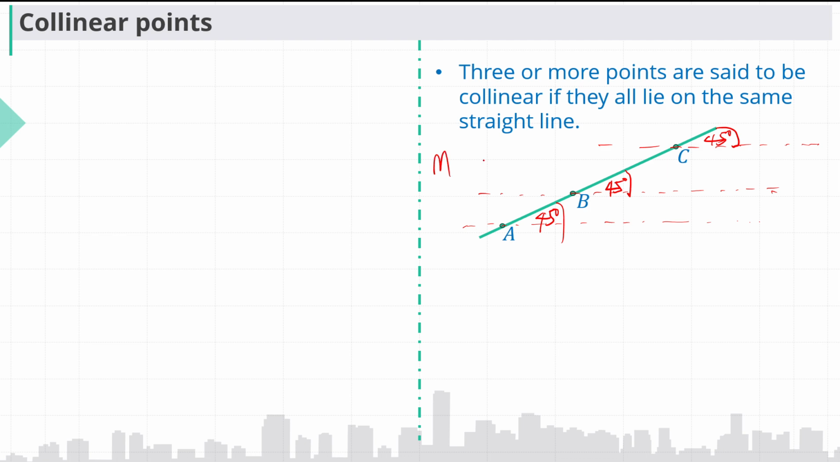So the gradient at the point A is going to be tan 45, which gives you 1. The gradient at the point B is also tan 45, which gives you 1. The gradient at the point C is also equal to 1. The degree of inclination is the same at any point on the straight line.